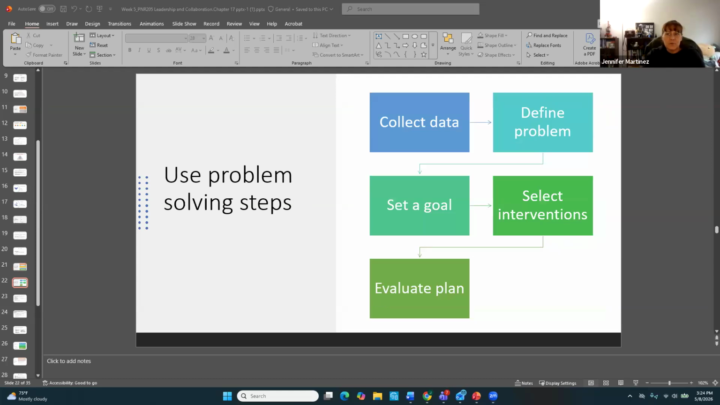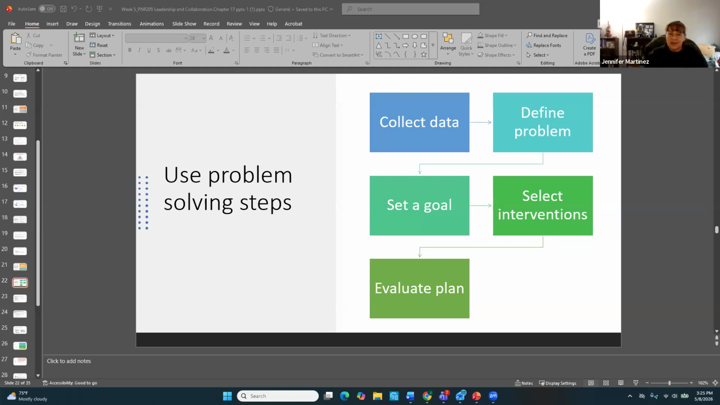So we have those wonderful problem solving steps. The problem solving steps are very similar to the nursing process. It is a management technique that we can use for conflict resolution. And conflict resolution is really just settling differences.